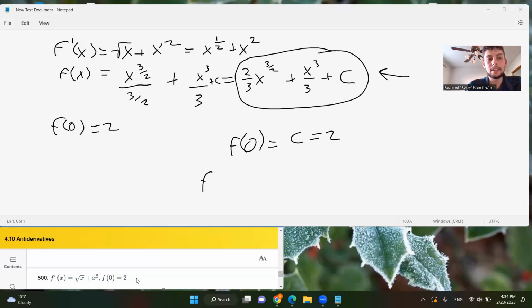So our final answer is f of x equals 2/3 x to the 3 over 2 plus x cubed over 3 plus c, which equals 2. And that's how you would solve that initial value problem. Now, we could pull out the 1/3 from each of the first two terms, but that would just be equal, and it's up to you how you want to simplify it. So I hope that that made sense, and good luck doing the problems on your own.